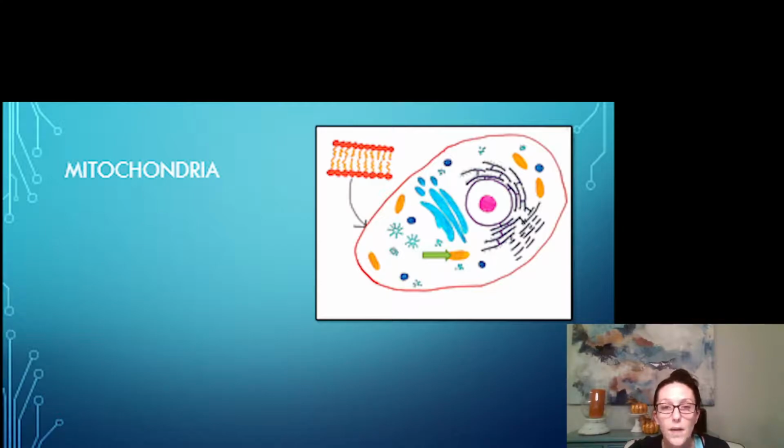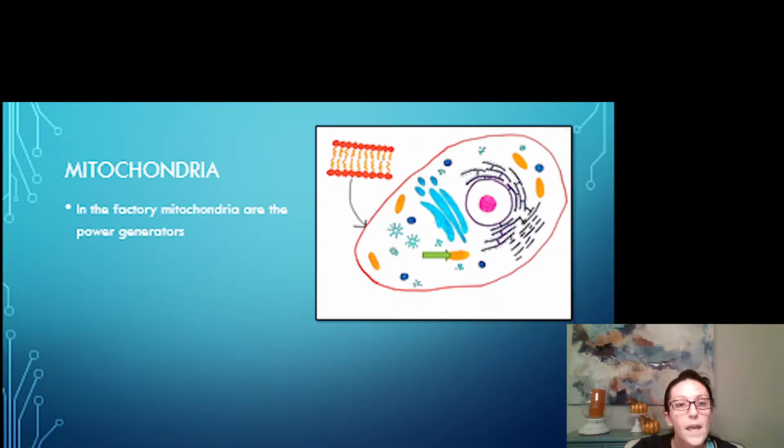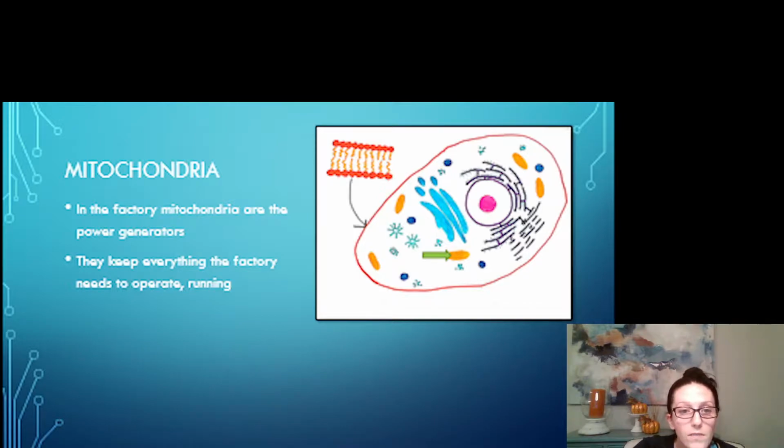Up next, we have the mitochondria. It's oval in shape and has internal folds known as cristae. They synthesize ATP. In the factory, mitochondria are the power generators. They keep everything the factory needs to operate running. They provide energy needed to function.